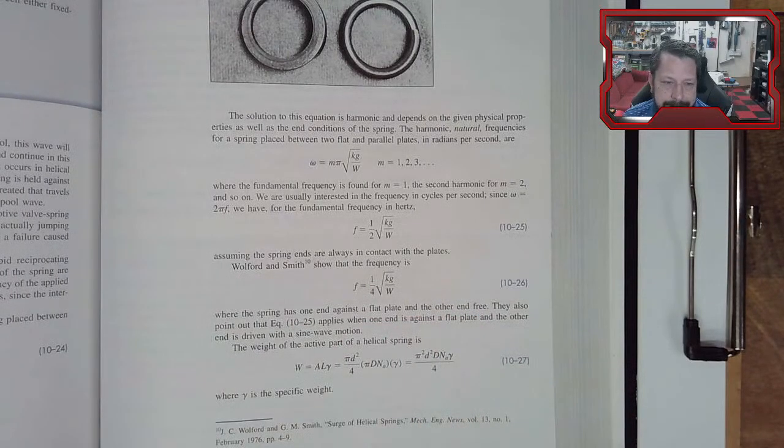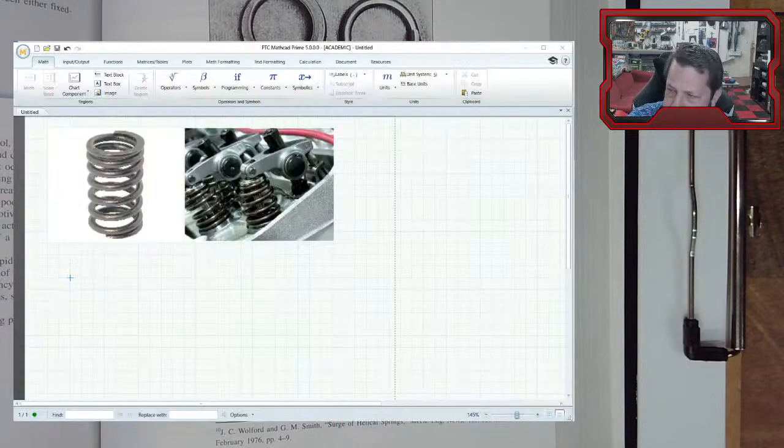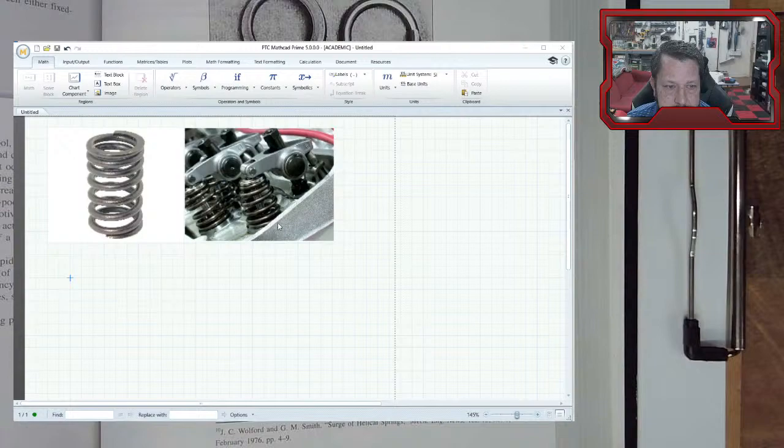So we are kind of in that realm with the coil springs here. One end, where's my mouse? One end is against the flat seat down here, and the other one is sort of free, but not really.